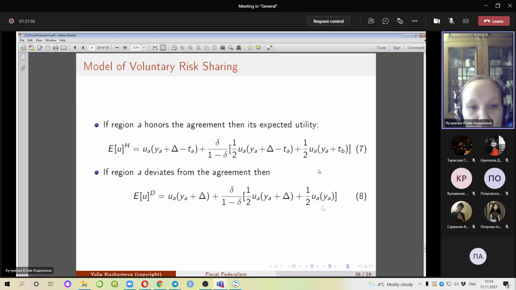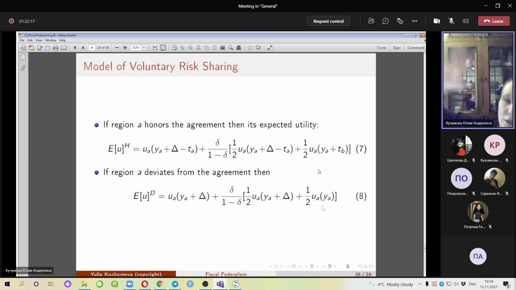This is equation 7. In the period when a region receives a gain, if he follows the agreement, his utility is UA of income YA plus delta minus TA, right? But then we need to calculate his utility from all the future periods. His utility in all the future periods is the same. Therefore, when we sum that, we end up with this coefficient delta divided by 1 minus delta. Check me on that.